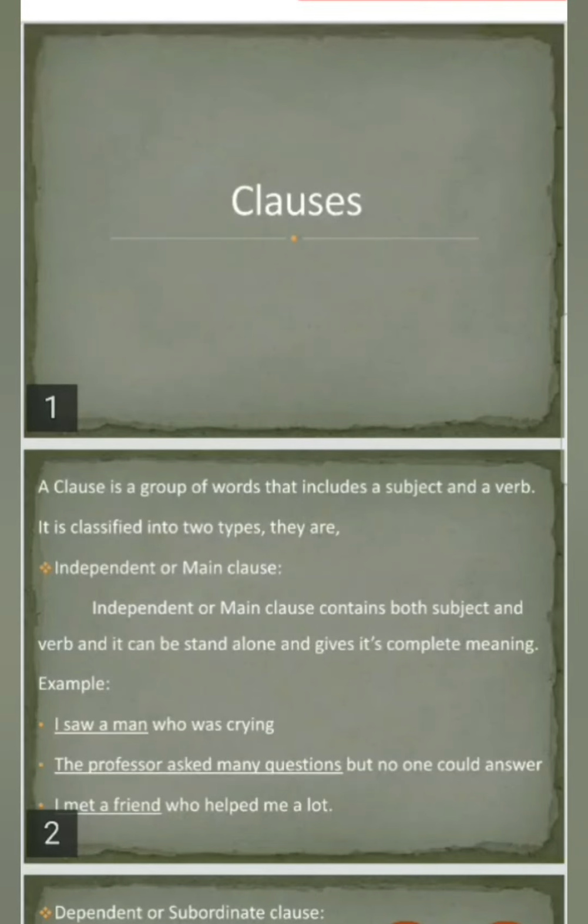Hello everyone. Today we are going to see about if conditional. Before moving into if conditional, we have to know about some basic things.